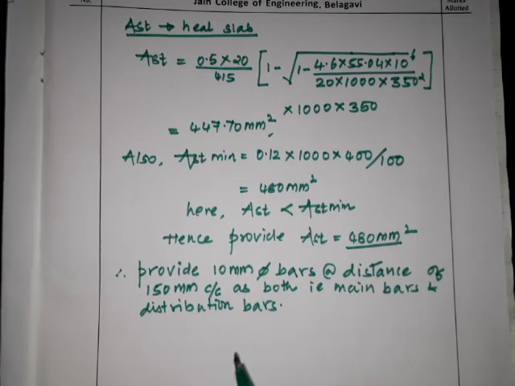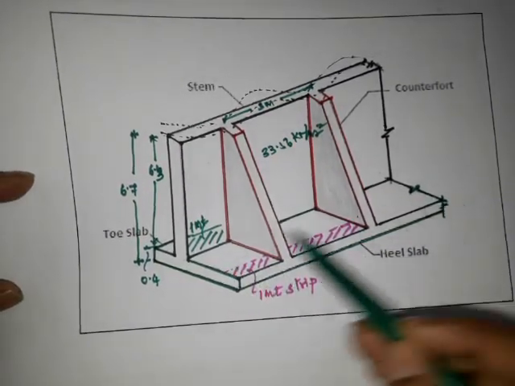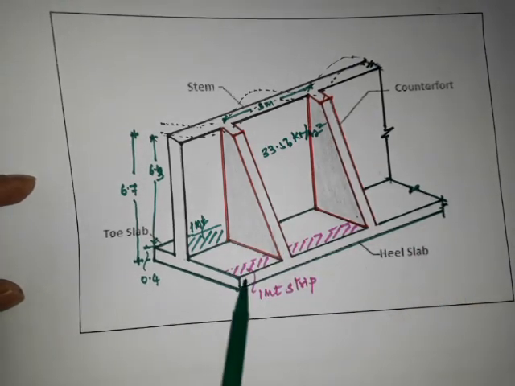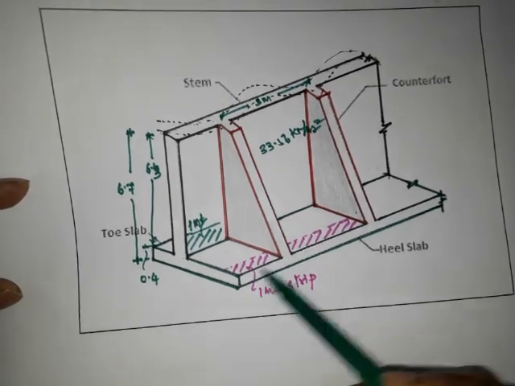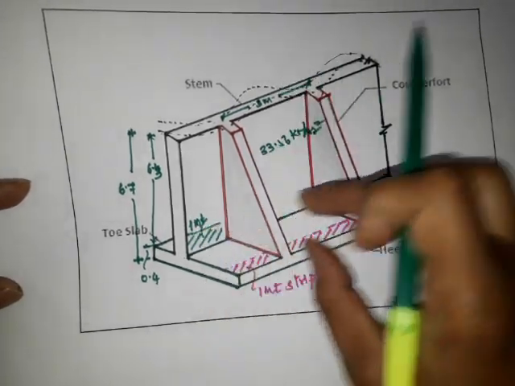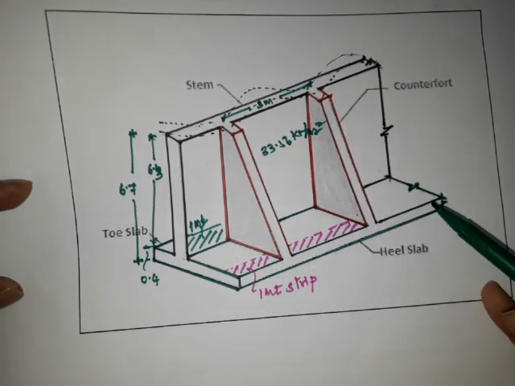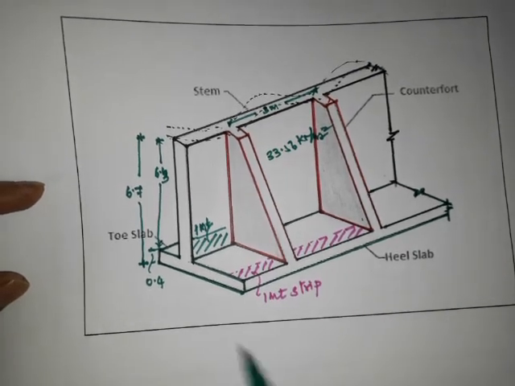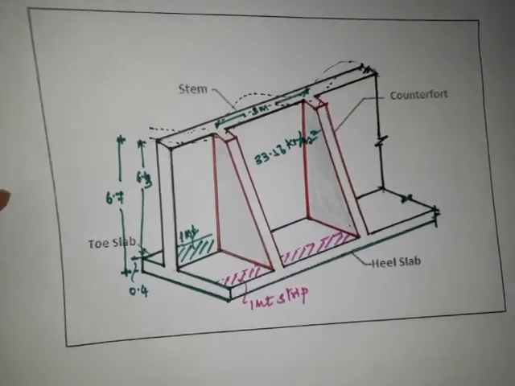So here, how you have to provide the bars: you have to provide in this direction, main bar and the distribution bars. The main bars will be like this and the distribution bars will be like this. Because this slab you are designing as a continuous slab, we have to provide reinforcement along this direction. That will be the main reinforcement, and the distribution will be like this. So in this case we are providing same diameter, same spacing in both the directions.